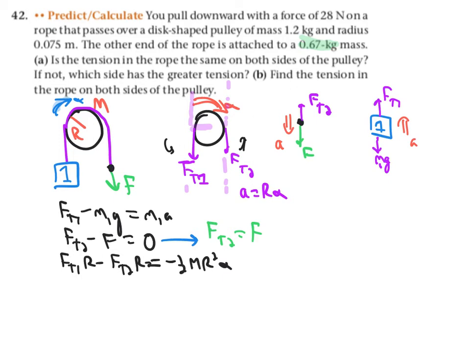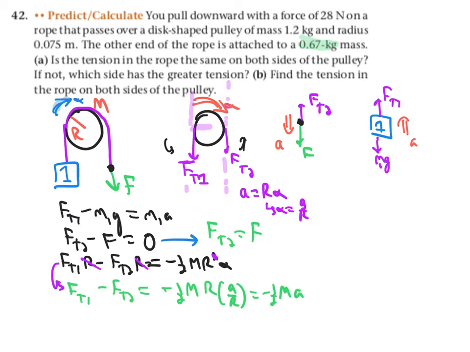So if I go down to this question, I can say that alpha is A over R, and I cancel one set of R's anyway, and this equation becomes FT1 minus FT2 equals minus a half times m times r times A over r, or minus a half m A. But we know from here that we can find A. A is FT1 minus m1 g over m1. And that's what we have.